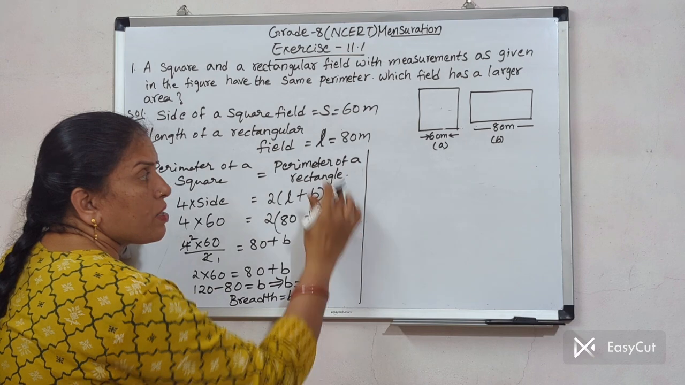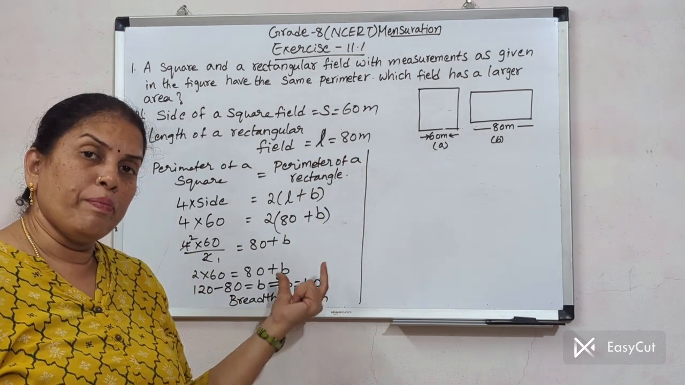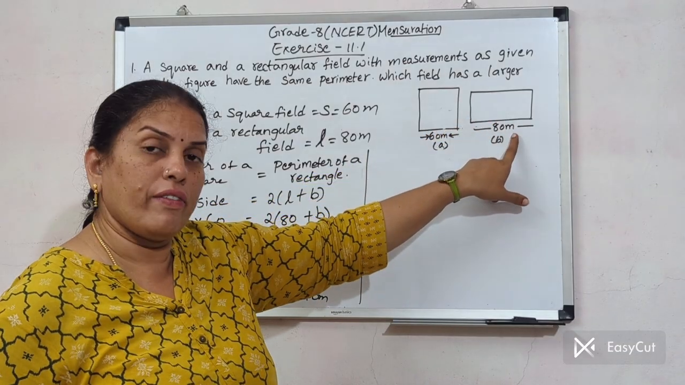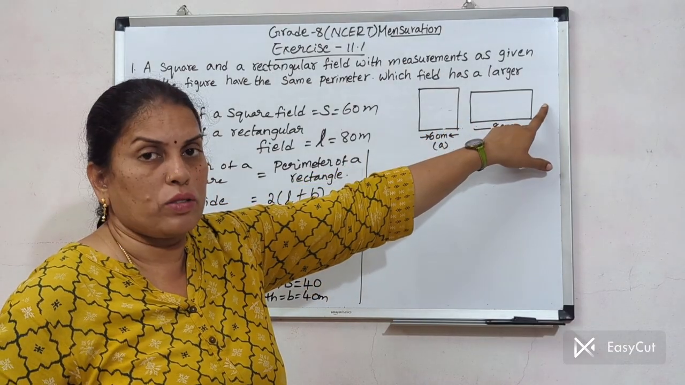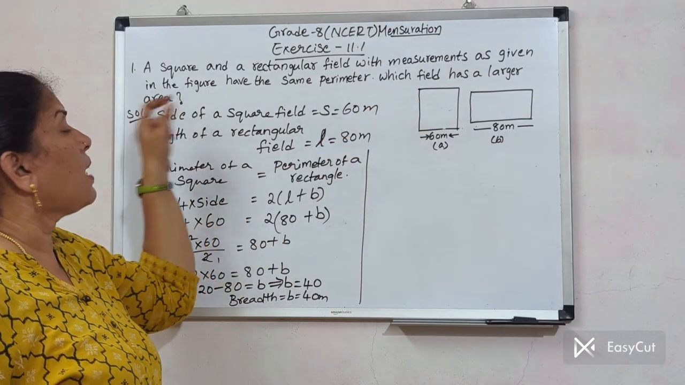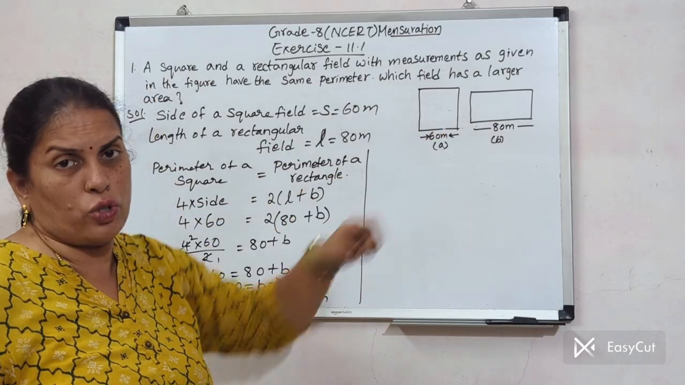Here they have given meters, no? That's why you must write meters only. Okay, we got the breadth also. For the rectangular garden, we have the length and we got the breadth also. Now, what they told: which field has the larger area? That means you must find out the area of these two.